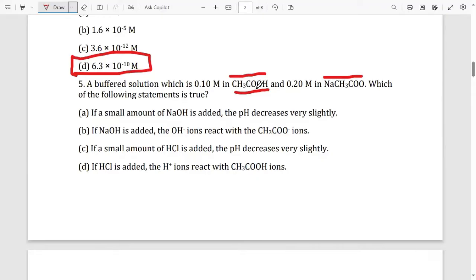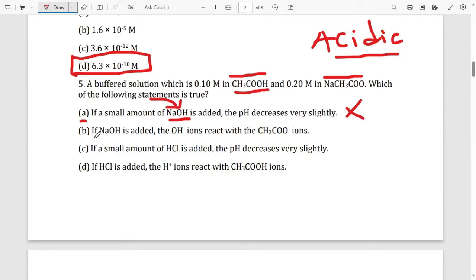So what are we going to do with these things here? We are going to describe the effect of each one of these. So on A here, they're saying if a small amount of sodium hydroxide is added, the pH decreases very slightly. So what does the pH decreasing mean? It means it's becoming more acidic, right? But look at what you're adding. You're adding a strong base to a buffer solution. So you expect that solution to also become what? More basic. So this one here is false.